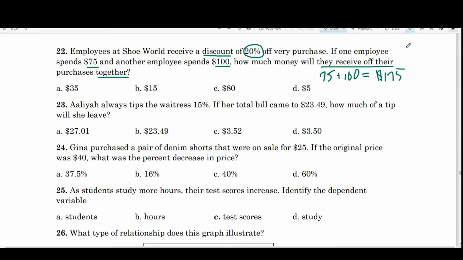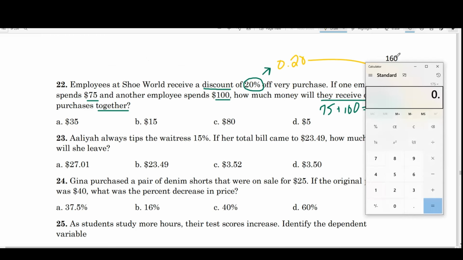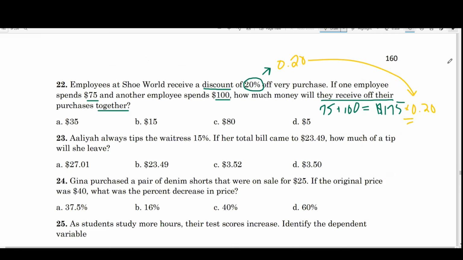They got a discount of 20% off. So we know anytime we're trying to figure out a percentage off something, we're going to multiply. You can never multiply times the actual percent. You have to convert it to a decimal. So 0.20, we're going to multiply that, and that's going to give us some number: $35 off.